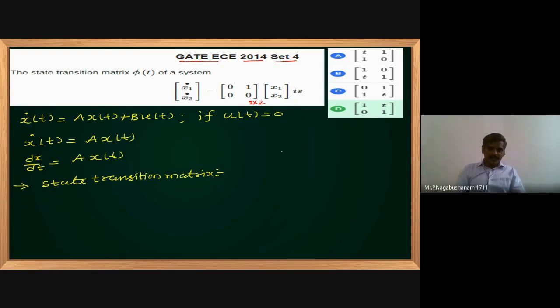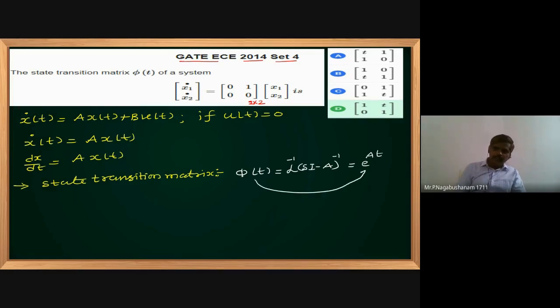Yes, the state transition matrix is given by phi of t is equal to, first I will explain the shortcut after the procedure, L inverse of (sI minus A) whole inverse, that equals e power At. For the shortcut, I'm going to consider these two. If you want in terms of concept, then I'm going to apply L inverse and I'm going to apply concept oriented. Otherwise, it is the shortcut.